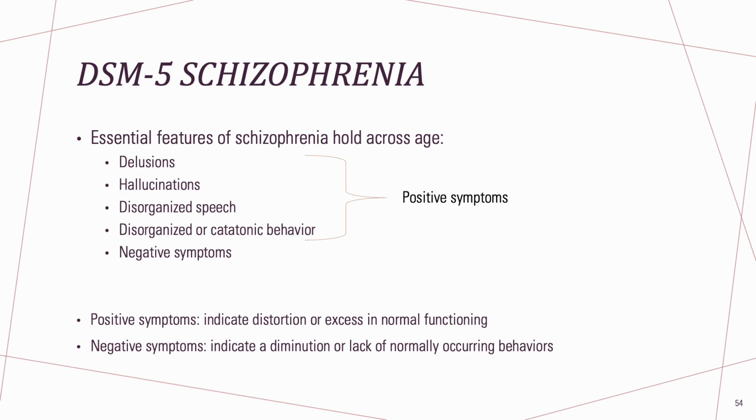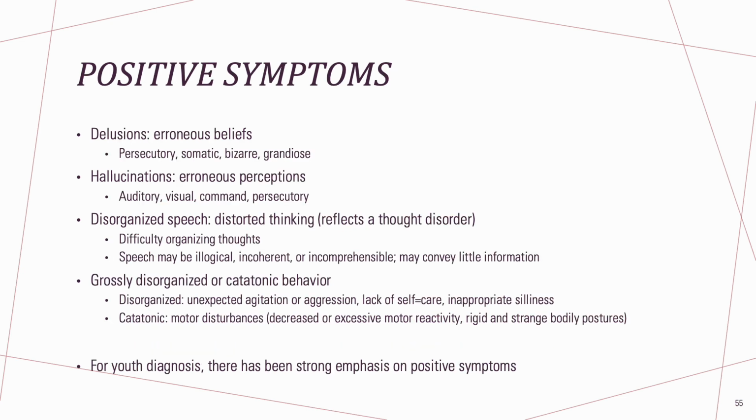The way you can remember the difference between the two is that positive symptoms indicate some sort of distortion or excess in normal functioning. You can remember this because we think excess: there's something added or in excess that makes it positive. And negative, in contrast, is some sort of lack of normally occurring behaviors. So let's talk a little bit more about positive symptoms. Those are the first four that we saw on the previous slide. When we're talking about delusions, we are talking about erroneous beliefs. These beliefs can be persecutory, somatic, bizarre, or grandiose. An example of a grandiose delusion would be thinking that you are God.